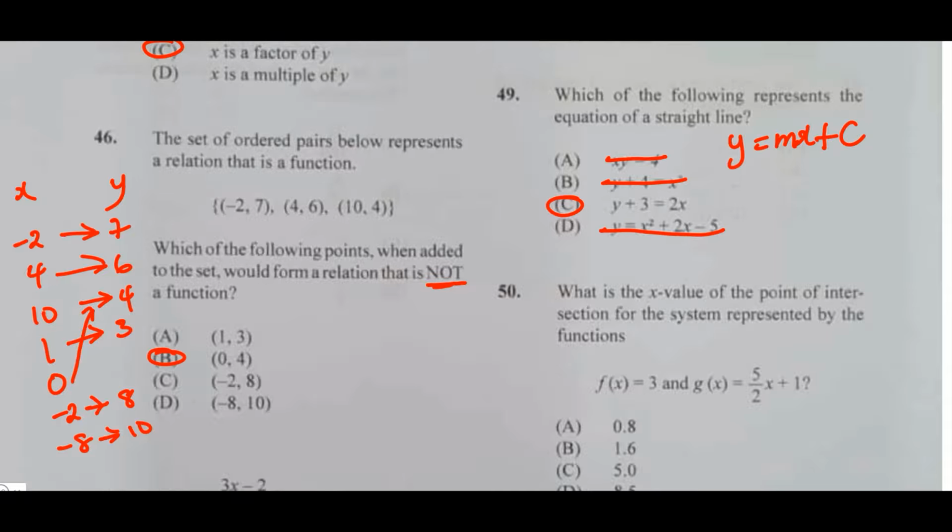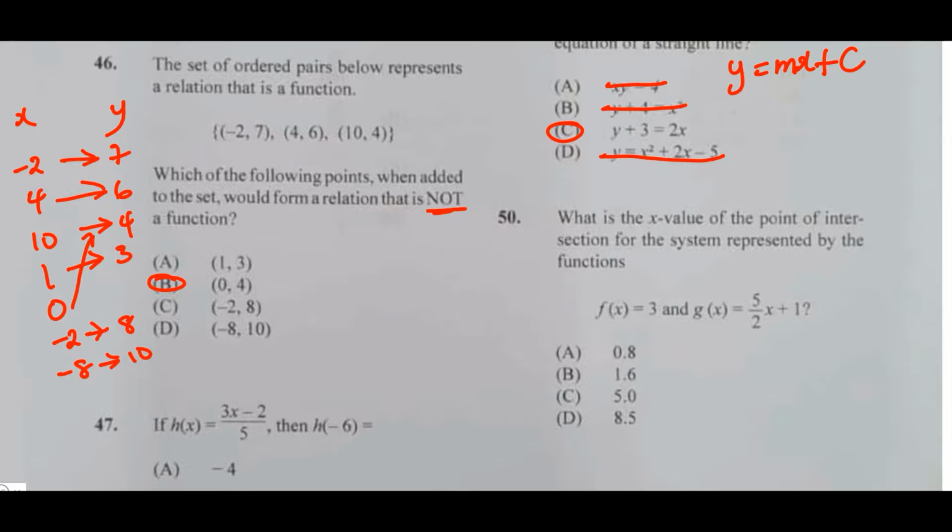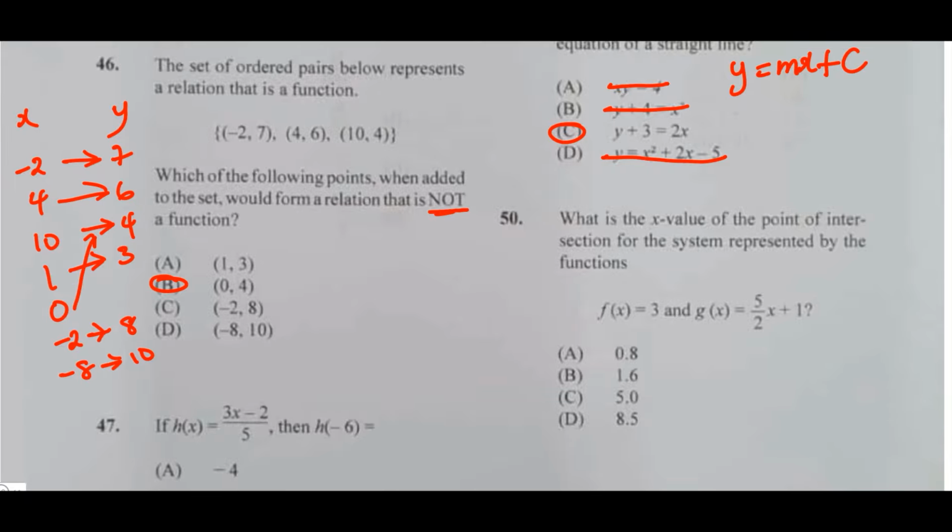Alright, number 50. What is the x value of the point of intersection for the system represented by the functions f of x is equal to 3 and g of x is equal to 5 over 2x plus 1.